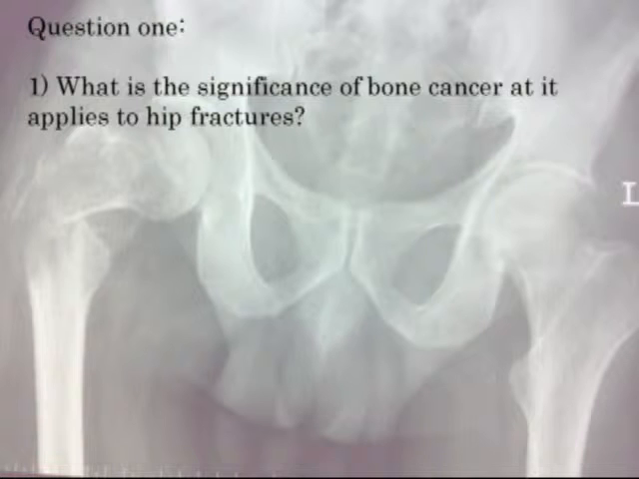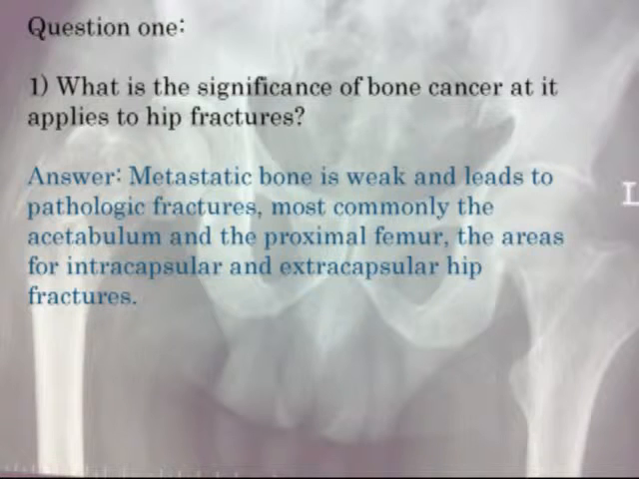What is the significance of bone cancer as it applies to hip fractures? Answer: metastatic bone is weak and leads to pathological fractures, most commonly the acetabulum and the proximal femur, the areas for intracapsular and extracapsular hip fractures.